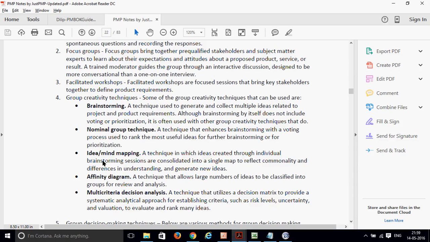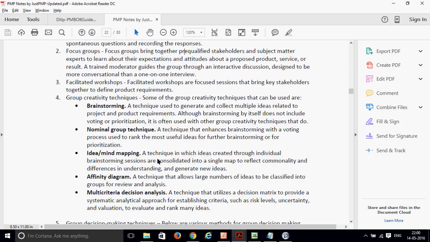Idea and mind mapping. It is the technique in which ideas are created through individual brainstorming sessions. Here you discuss individually with them. The ideas created through the individual brainstorming are consolidated into a single map, so you discuss these things individually with all the different people and then consolidate them into a single map. That reflects the commonality and the difference in understanding and generates a new idea.